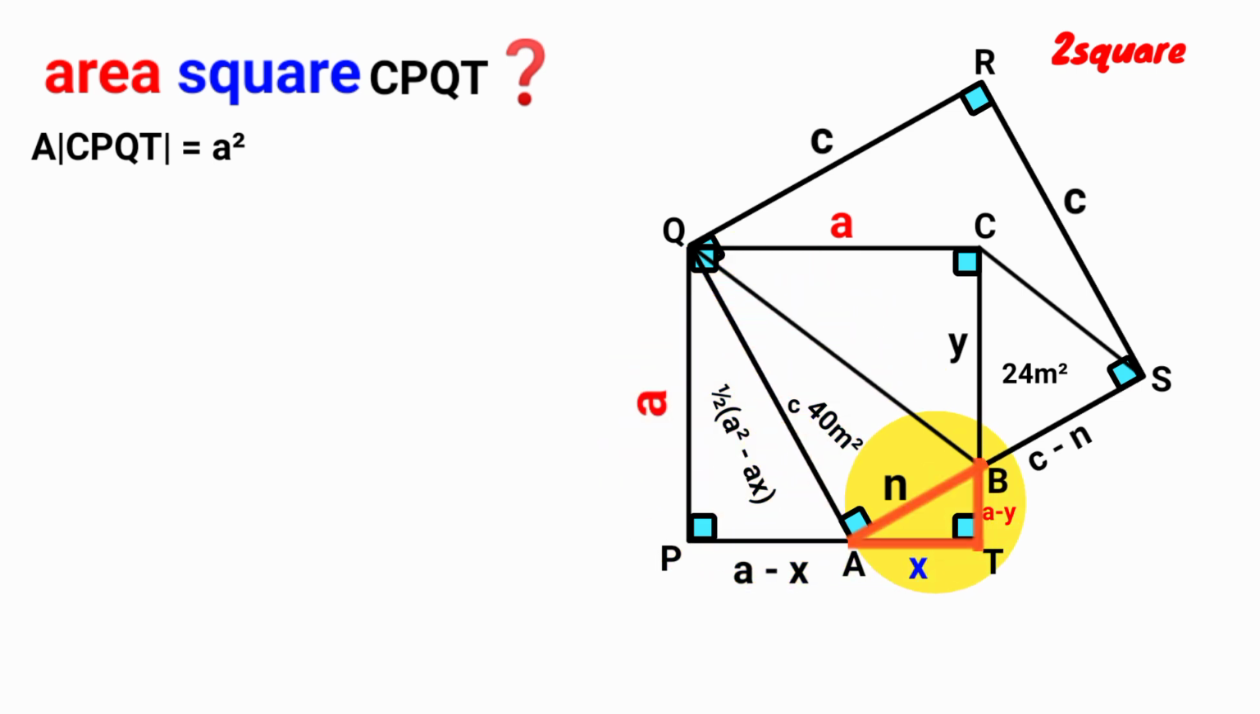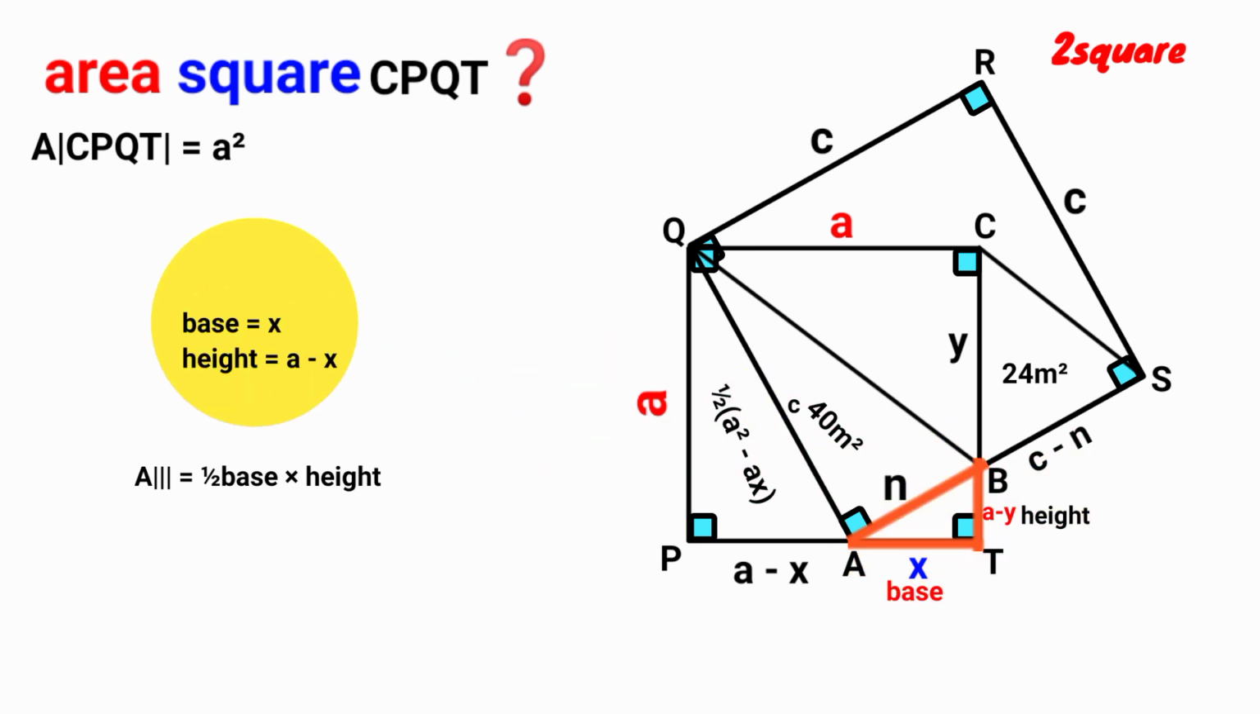Come to this triangle also, it is as much a right angle triangle. So if we are to calculate its area, we use the formula 1/2 base times height. Here, definitely, if we take this as the base, this must be the height. So base equal to x and height equal to A minus y. Substitute here. Now area of triangle ABT equal to 1 over 2 times x times A minus y.